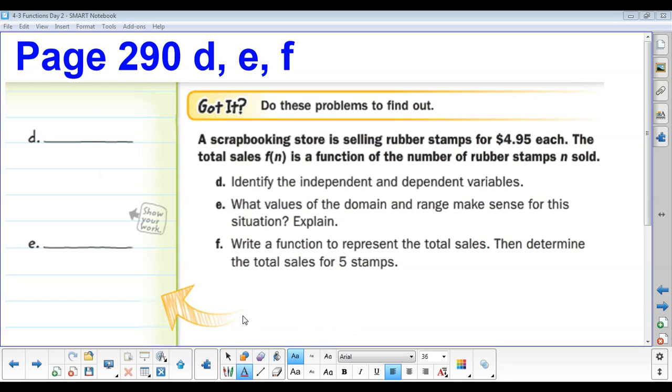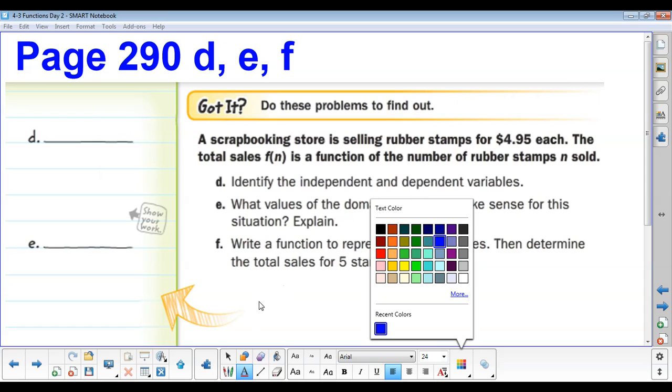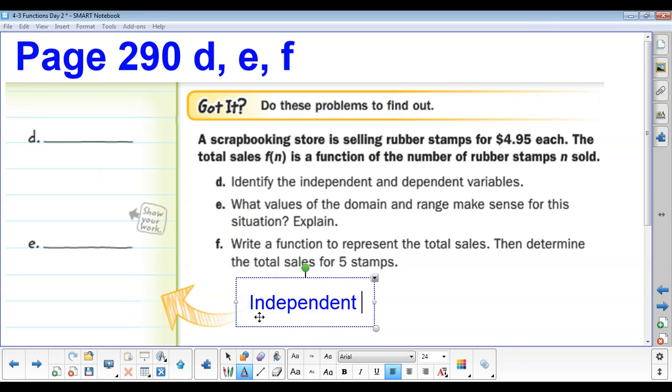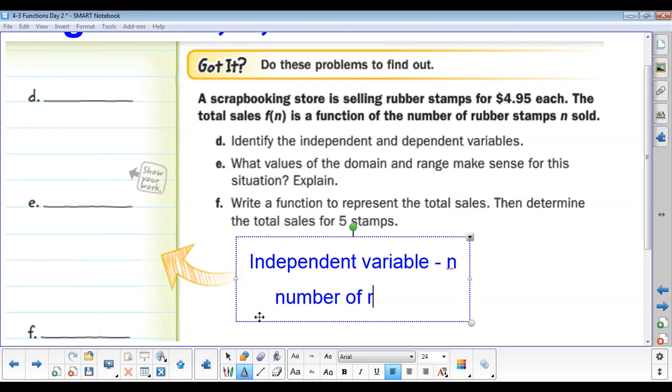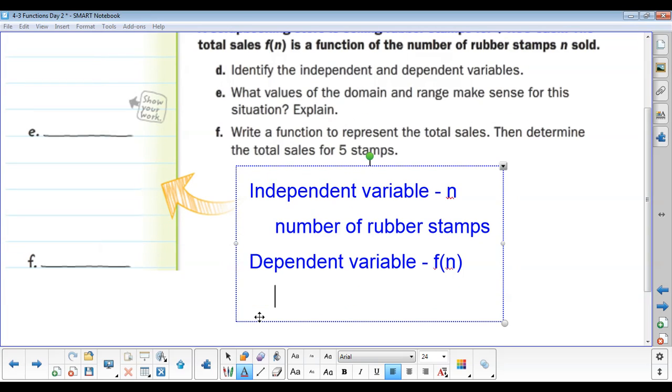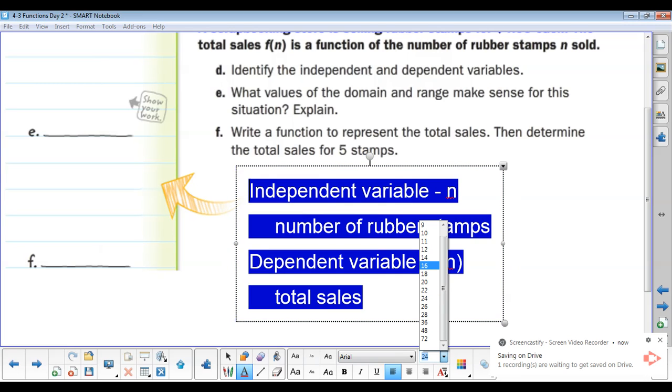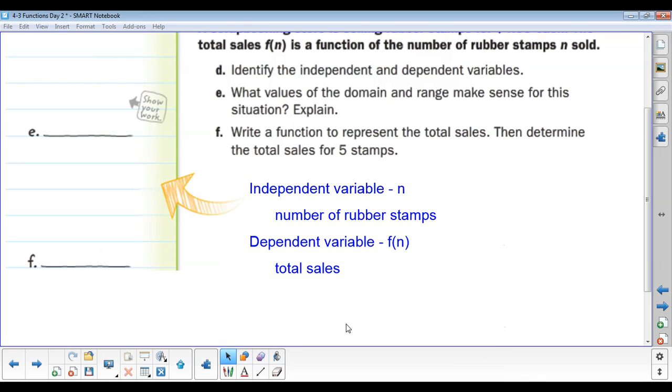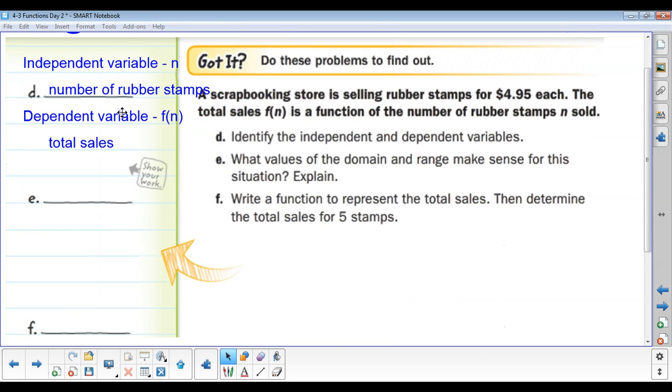So that tells me right away that my independent variable is n, and that represents the number of rubber stamps. My dependent variable, f of n, is the total sales. So that goes for part D.